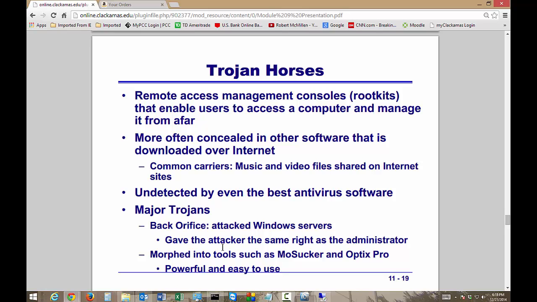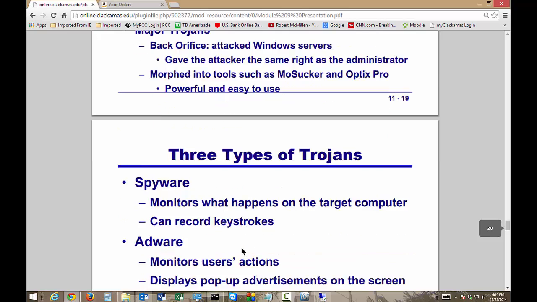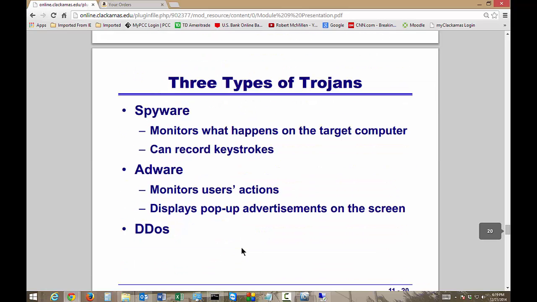Trojan horses are remote access management rootkits that enable users to access a computer and manage it from afar. So how do you get a Trojan horse? Well, it's most often concealed in other software that is downloaded over the internet, such as in music or video files. Undetected even by the best antivirus software because they hide so well. Some of the major Trojans: Back Orifice attacks Windows servers and morphed into tools such as MoSucker and Optix Pro. Very easy to use, so script kiddies can adjust them the way they want to.